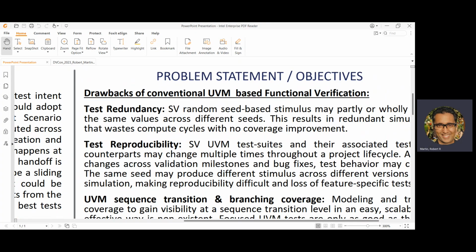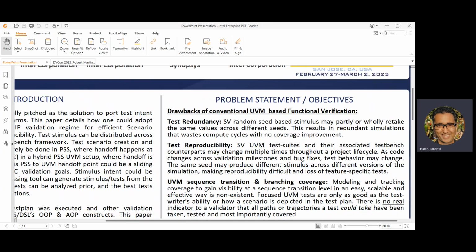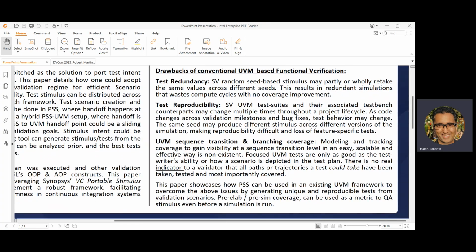Traditional validation test suites, which are mainly manual, typically suffer from three main problems. The first being test redundancy, which is repeating stimulus across random seeds. The second being test reproducibility due to test bench or RTL changes over time. And finally, due to lack of visibility into test paths or stimulus coverage. So not only can scenarios be missed by a test writer, but previously goldenized test stimulus may also change over time.